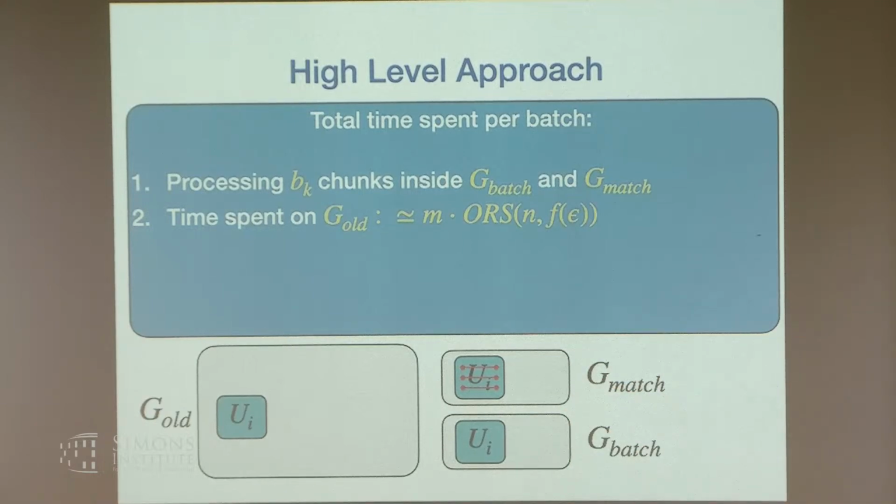That's a solution. Why do you maintain G match separately and not put it just in G batch? I think mostly for analysis, really. I don't think there's a very crucial reason to change that.